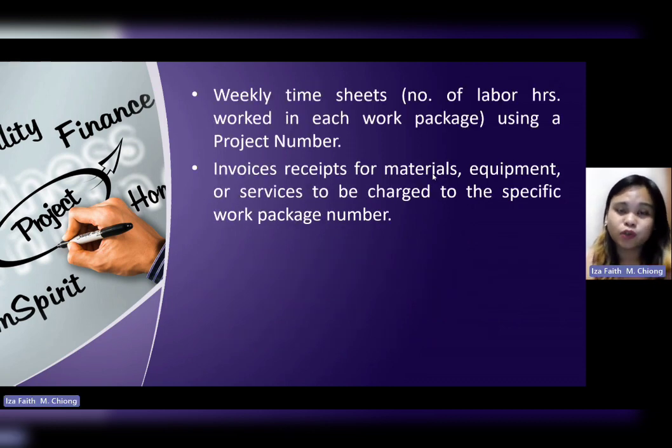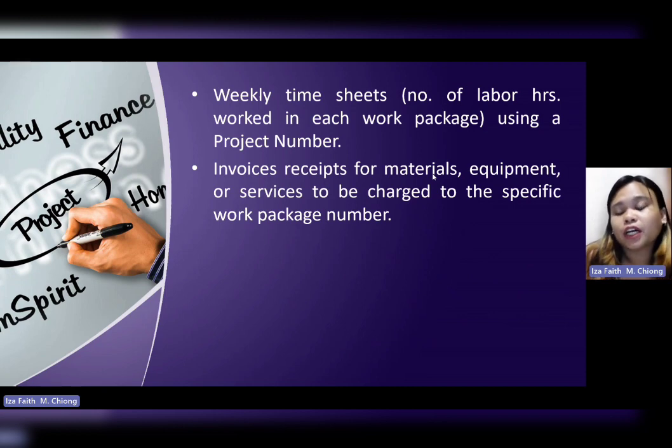Next, also a weekly timesheet. This records the number of labor hours worked in each work package using a project number. Let's say a certain employee entered work at 8 a.m. and ended at 5 p.m. Usually, companies would use biometrics for this, or the clock in and clock out system the company has established.